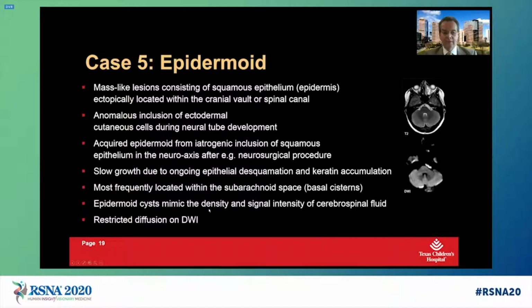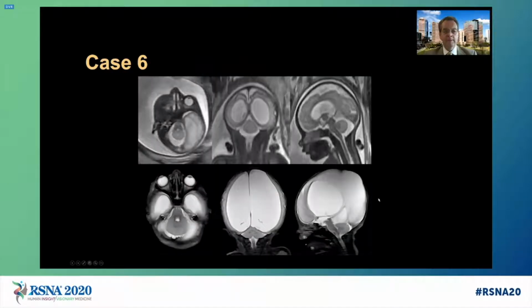They have the same density as cerebrospinal fluid on conventional T1 and T2 weighted imaging, difficult to recognize, but because of the consistency, they typically have restricted diffusion. That's why you easily see it on diffusion-weighted imaging. Next case, fetal and postnatal, high-grade hydrocephalus.